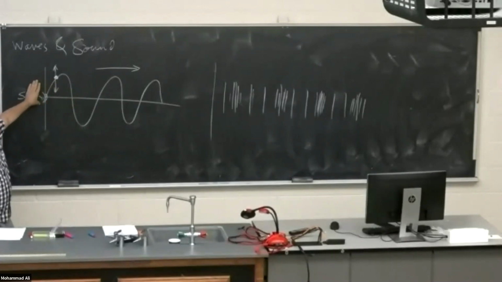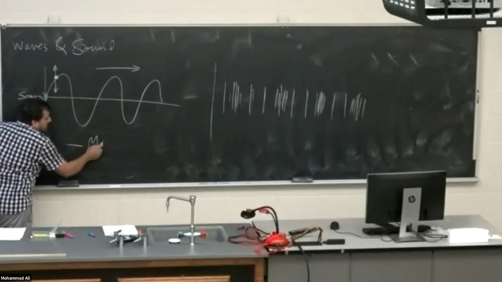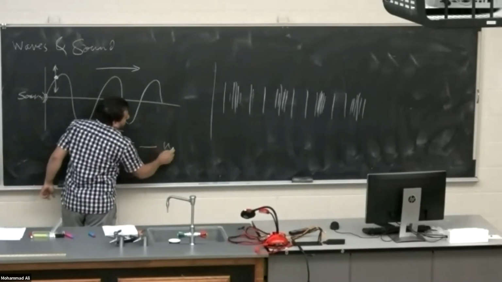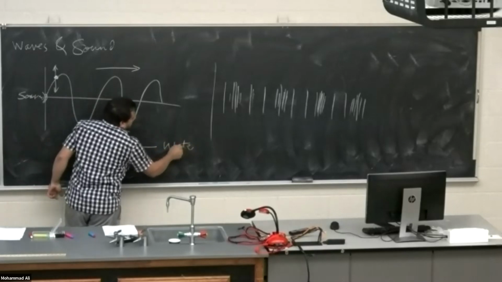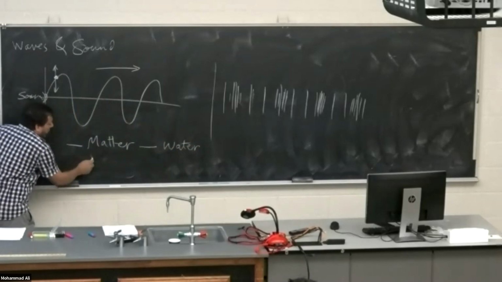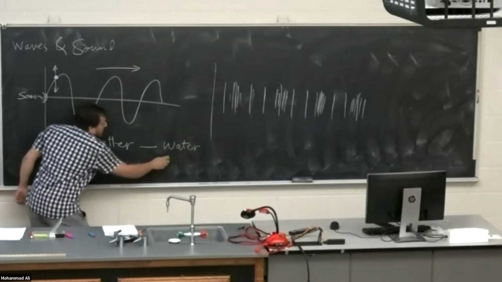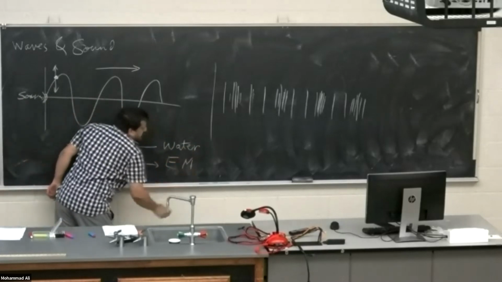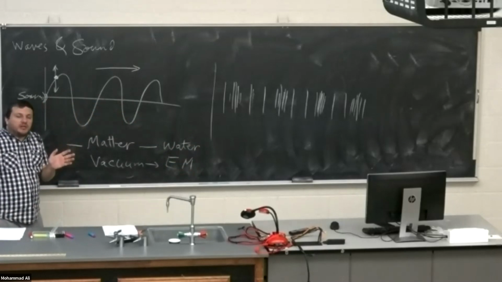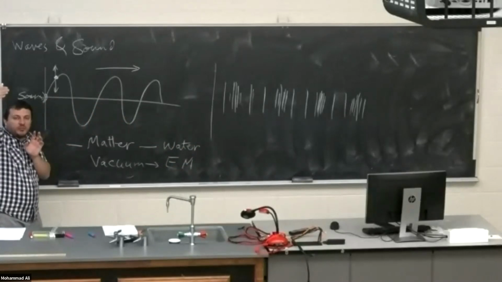These waves may move in a matter, like water surface vibrations, or in vacuum, like the electromagnetic waves. For example, the light doesn't need any matter or material or medium to transfer from the sun to us.